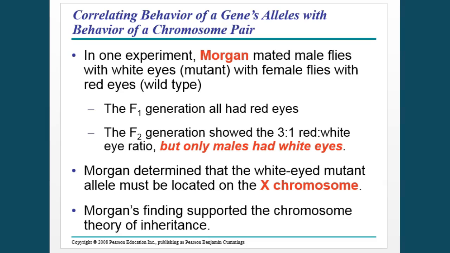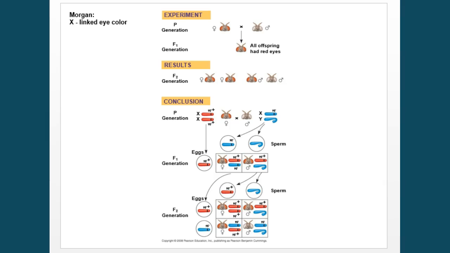However, they found that only the males had white eyes. So what that clued them into was that the white-eyed mutant allele had to be an X-linked gene. It had to be on the X chromosome. So that would be a sex-linked trait, okay? So Morgan's findings supported the chromosomal theory of inheritance.